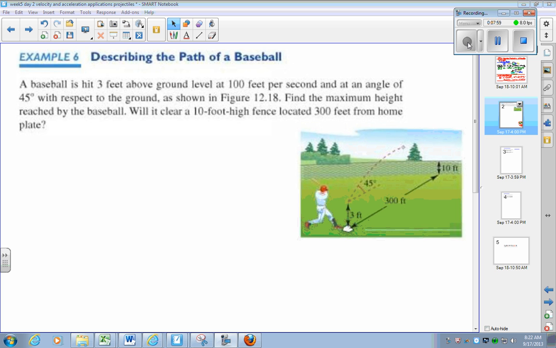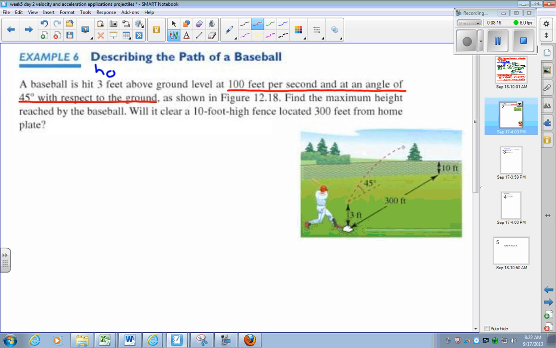Okay, so let's see. A baseball is hit at 3 feet above the ground. So that is definitely an h naught. At 100 feet per second. Okay, so now this part here, at an angle of 45 degrees with respect to the ground. All of that is your V naught. Now remember, you want to extract out the x and y components of that. So build a triangle and see how much of that 100 feet per second is on the x and how much of that is on the y.